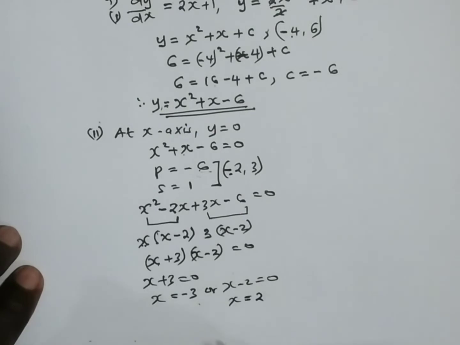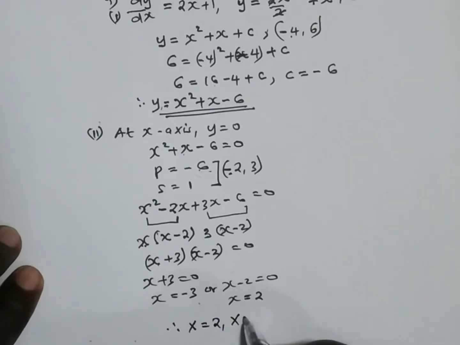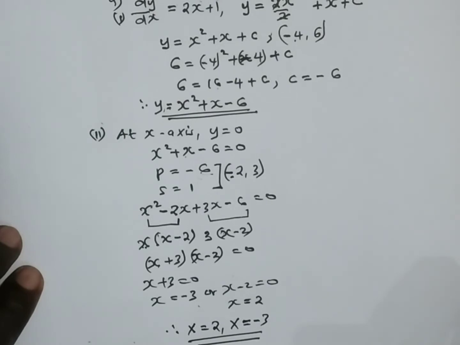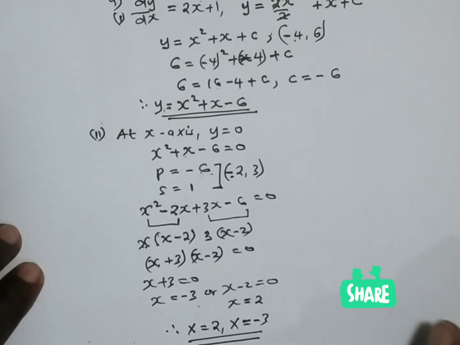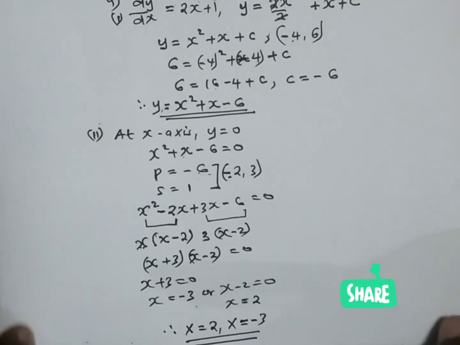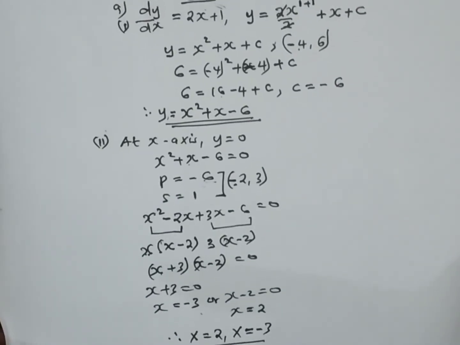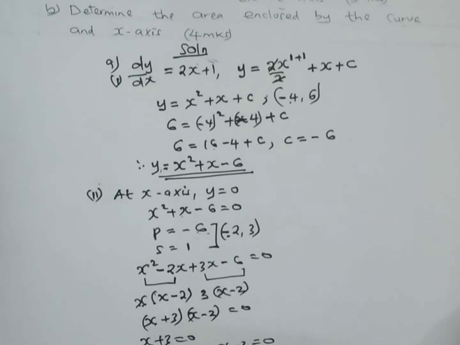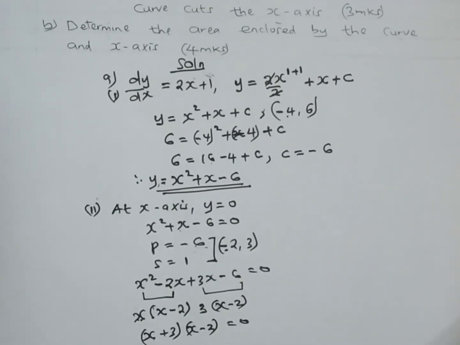So from there, we can say, therefore, the value of x is going to be positive 2, and the value of the other x will be equal to negative 3, and that becomes the solution for part A, Roman 2. Having gotten the values of x, we can now move and work out part B.